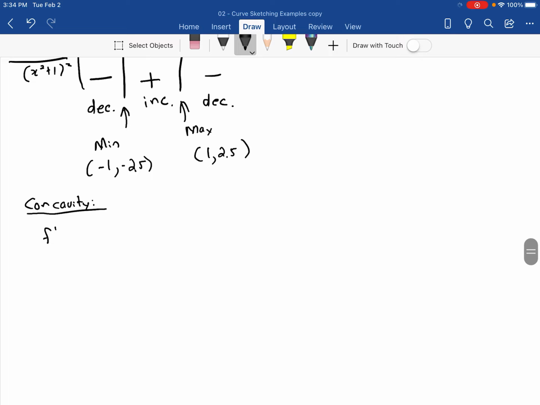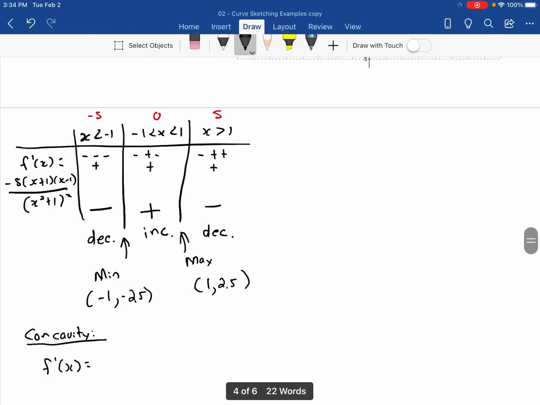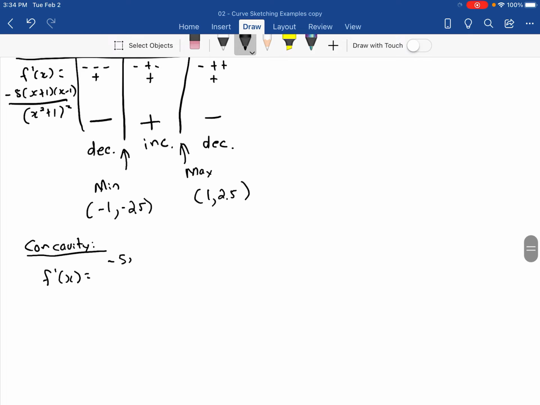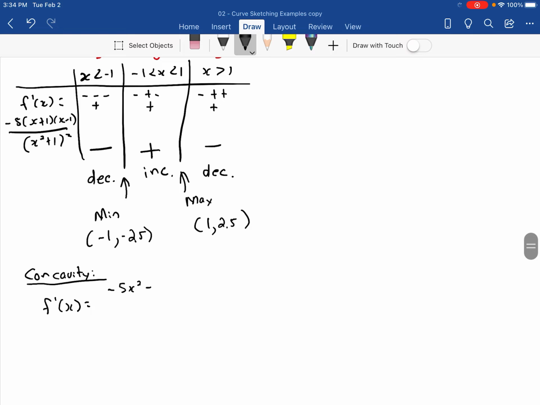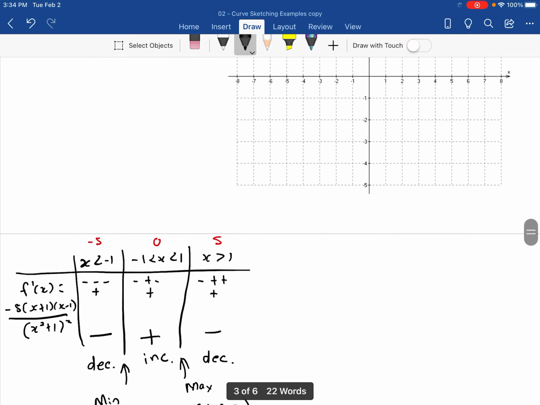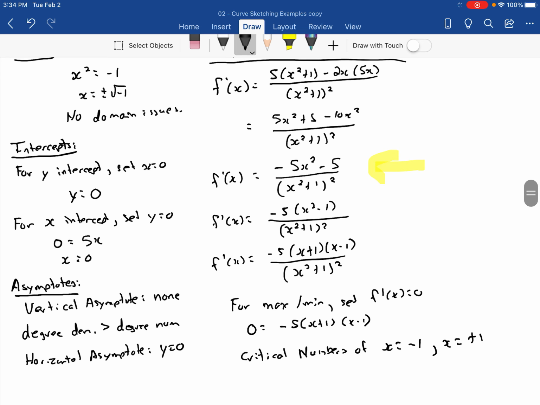F prime at x, the numerator was negative 5x squared minus 5. See, that's a little easier to work with in non-factored form. See, sometimes we like the factored form if we're trying to solve it, but if we're trying to take the derivative, we much prefer the non-factored form. And then this denominator, ooh, sort of a mess, x squared plus 1 squared.